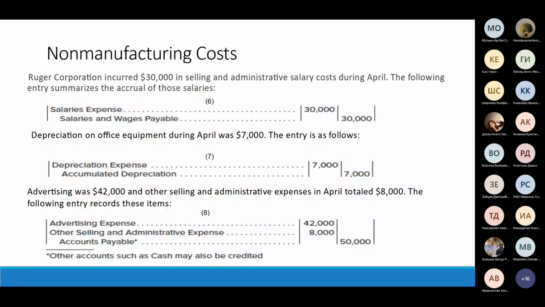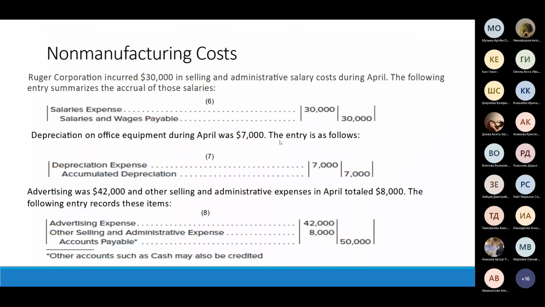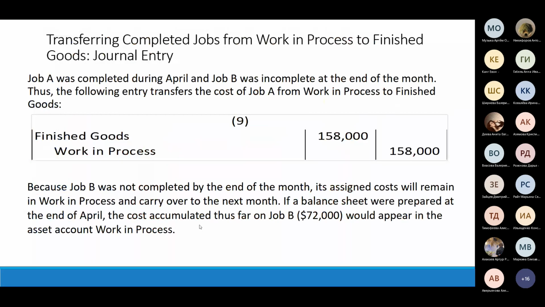Then we collect all the expenses, and at the end of the period, we split those expenses between different jobs that we completed during the period. If we decide to move completed jobs from work in process to finished goods, we use again the same way. We credit work in process and debit finished goods, calculating the cost of completed jobs.